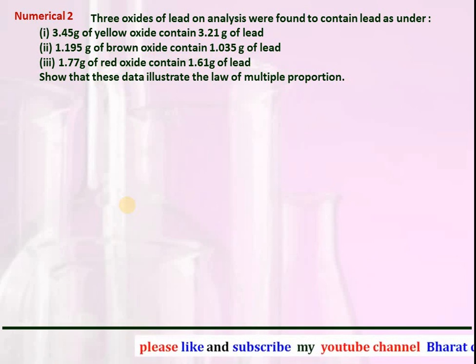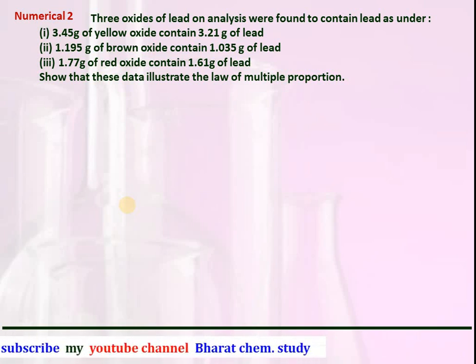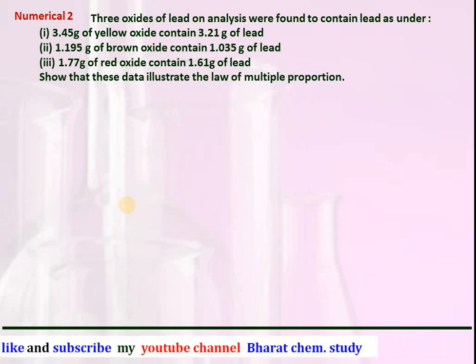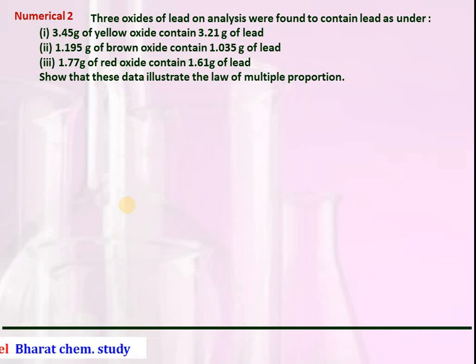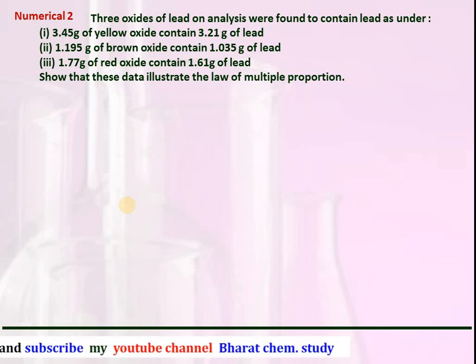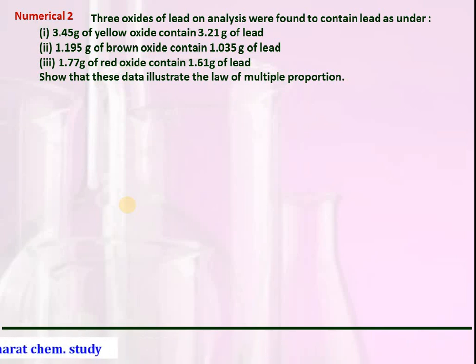See clearly this numerical, the product is lead oxide. Yellow oxide, brown oxide and red oxide all have different formulas, but the reactants are the same, lead and oxygen. That means they are formed by the reaction of lead and oxygen. So in all these experiments, the weight of the product and the weight of the lead is given, and the weight of the oxygen has to be calculated by subtracting the weight of lead from the weight of the metal oxide. So let's do that. How to do the numerical?